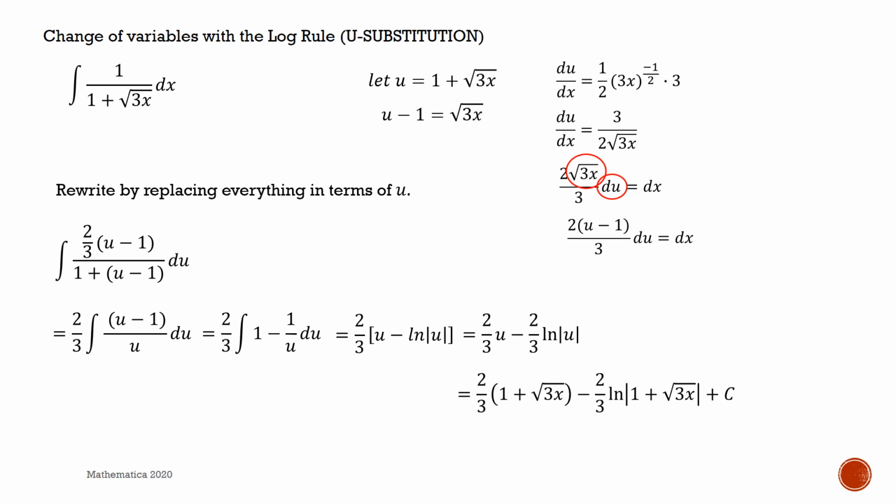So this particular technique requires us to change everything in terms of u. And what I want you to notice, the issue arises when we have x and du on the same side of the equation. So therefore I have to substitute x in terms of u so that everything is written in terms of u. Let's do another example.